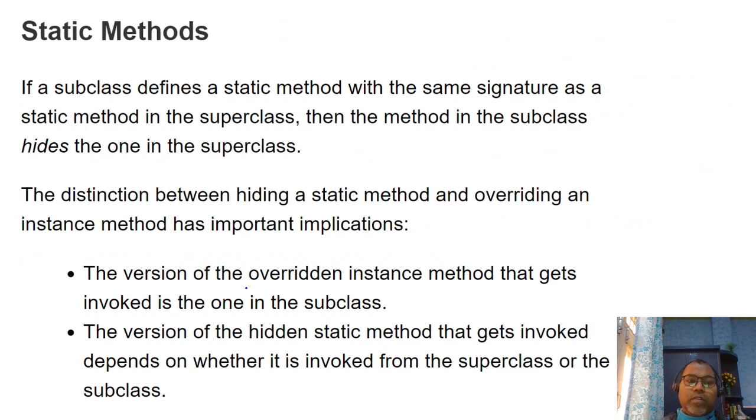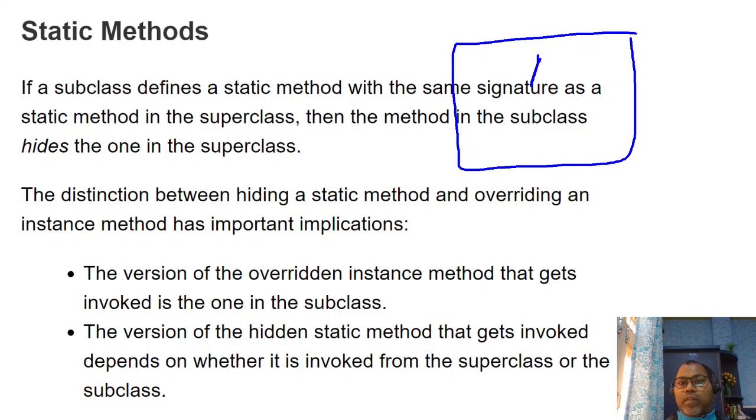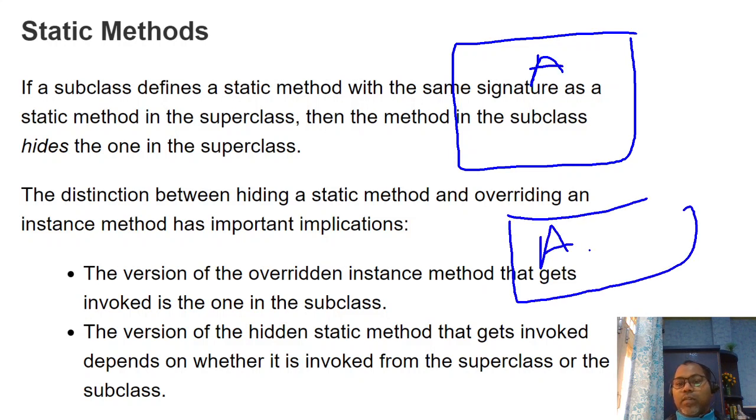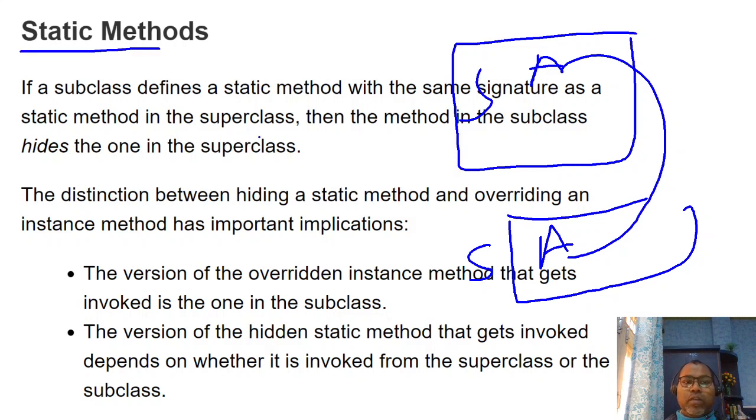If you are talking about the static method, let's see, in your superclass we have a static method a, and in the subclass you can define the same static method a. This is not overriding because this is a static method. This is known as method hiding.